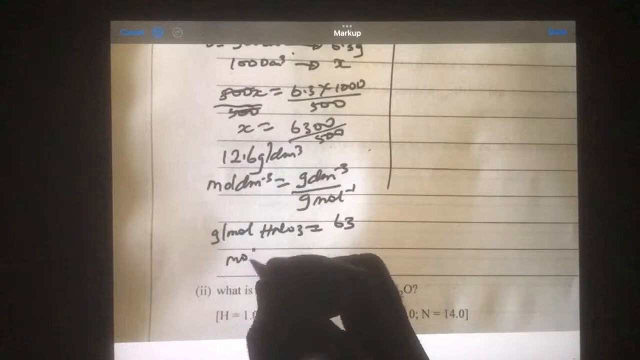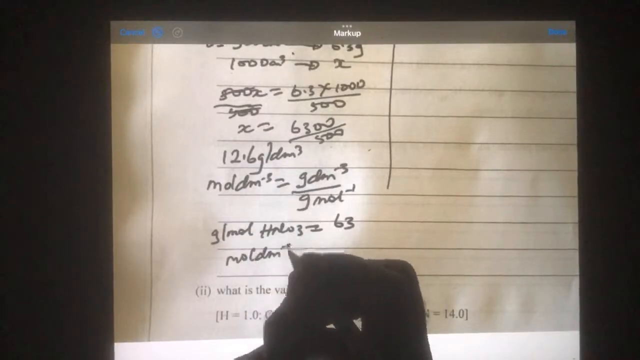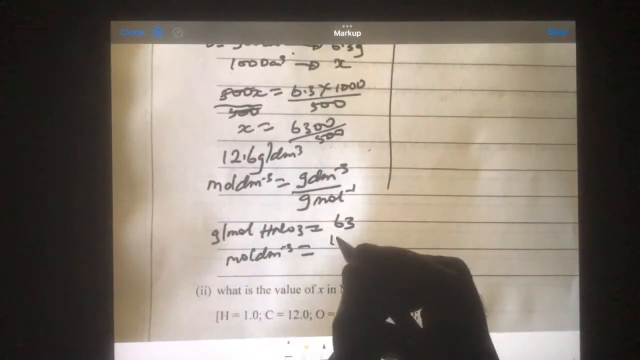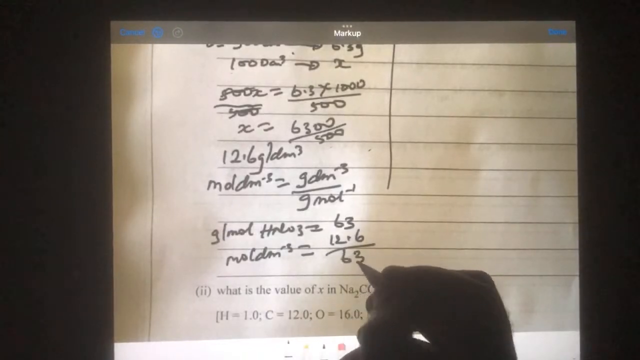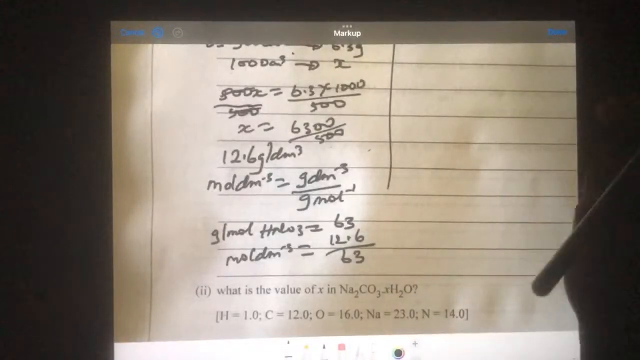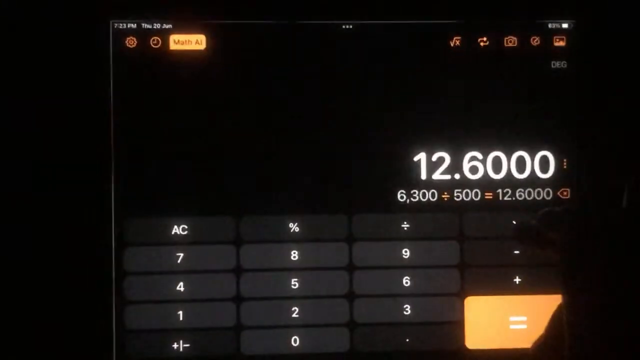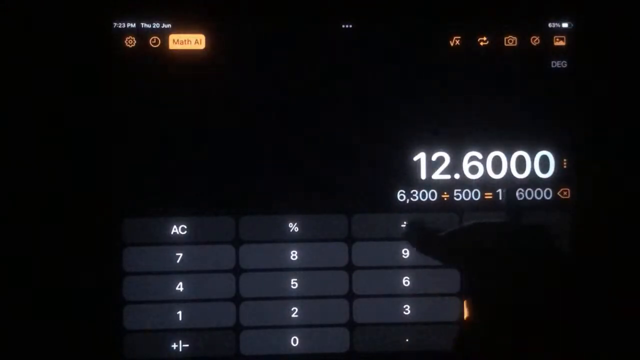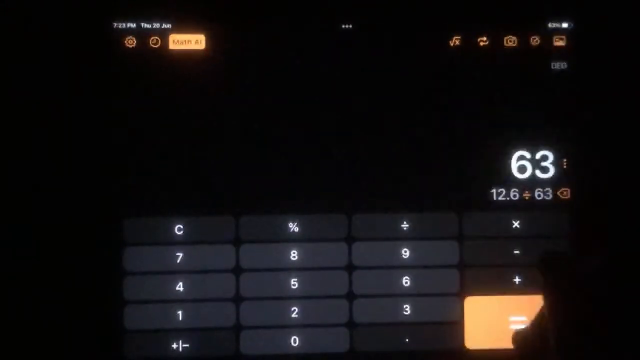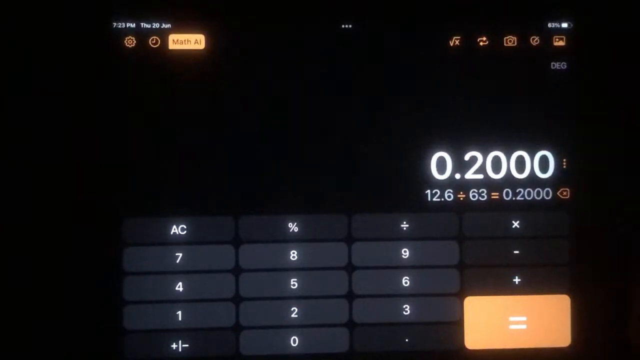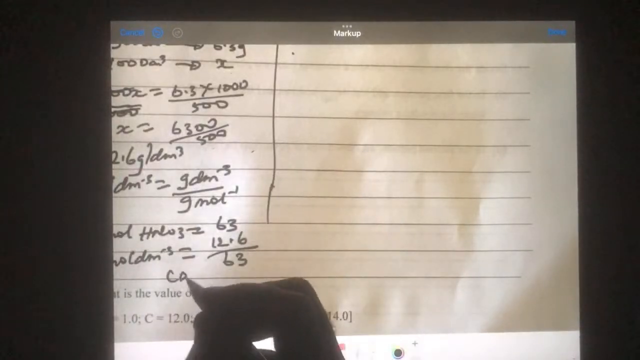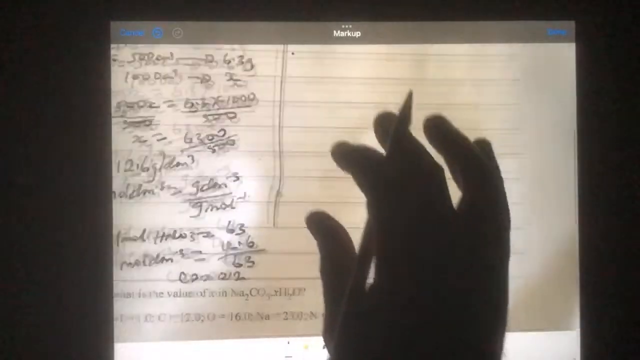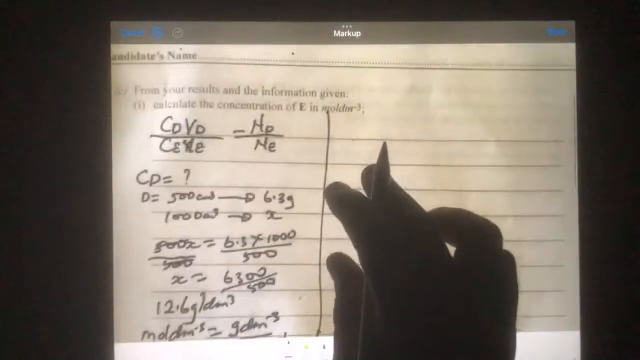Therefore, the molarity, mole per dm cube, should now be equal to 12.6 all over 63, which will give us 0.2. So 12.6 divided by 63 is equal to 0.2. So the strength, the CD now, is 0.2. Our CD is 0.2. We can now come here and make CE the subject of the formula.